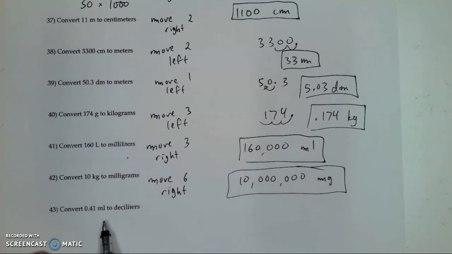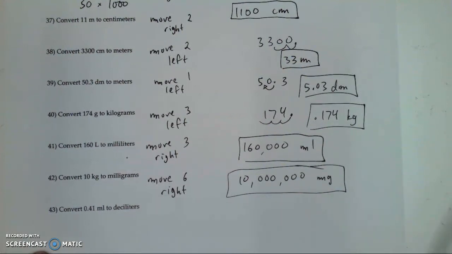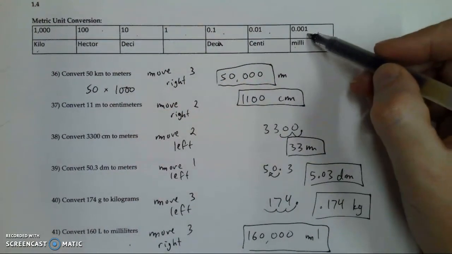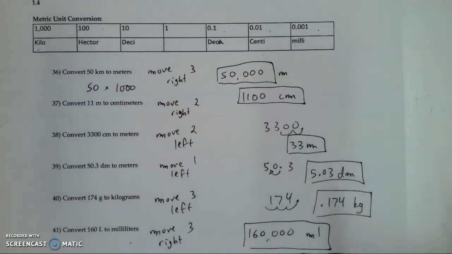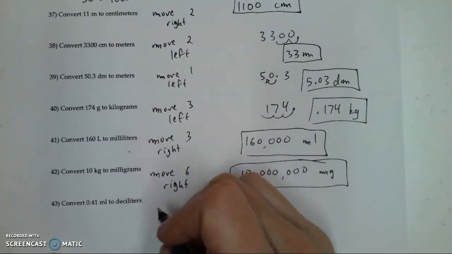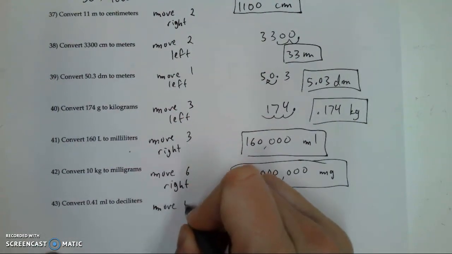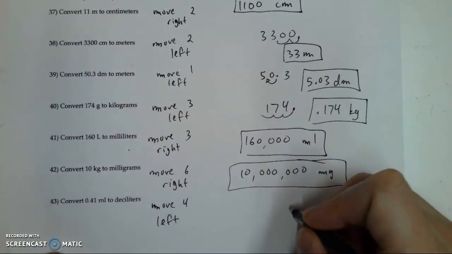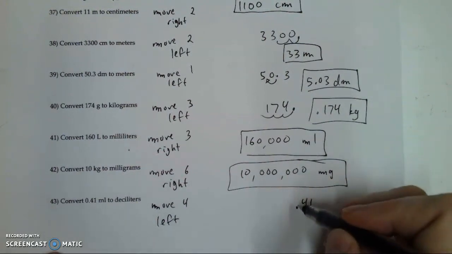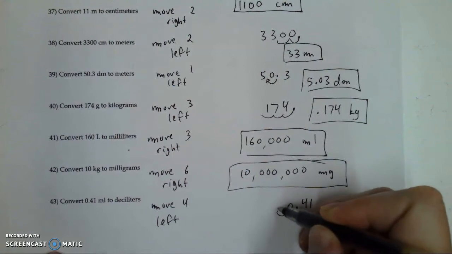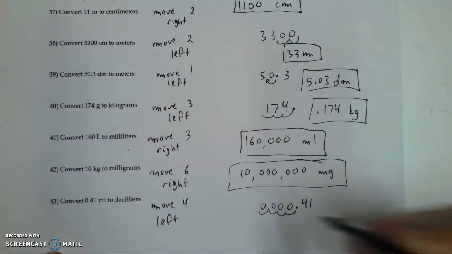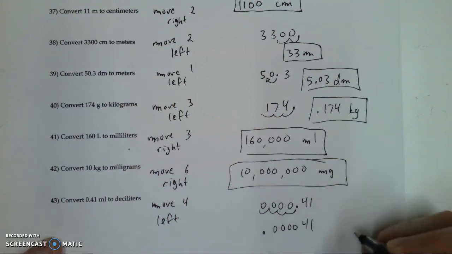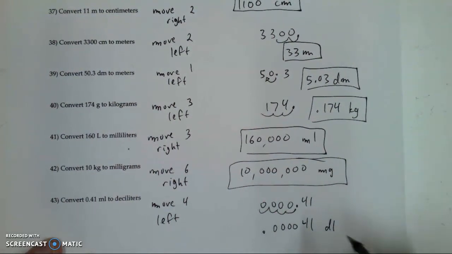And finally, let's go from milliliters to deciliters. So I'm starting here and going to deci. So 1, 2, 3, 4, and I am going left. So 0.41, I'm moving to the left. So 1, 2, 3, 4. So I'm going to get 0.00041 deciliters.